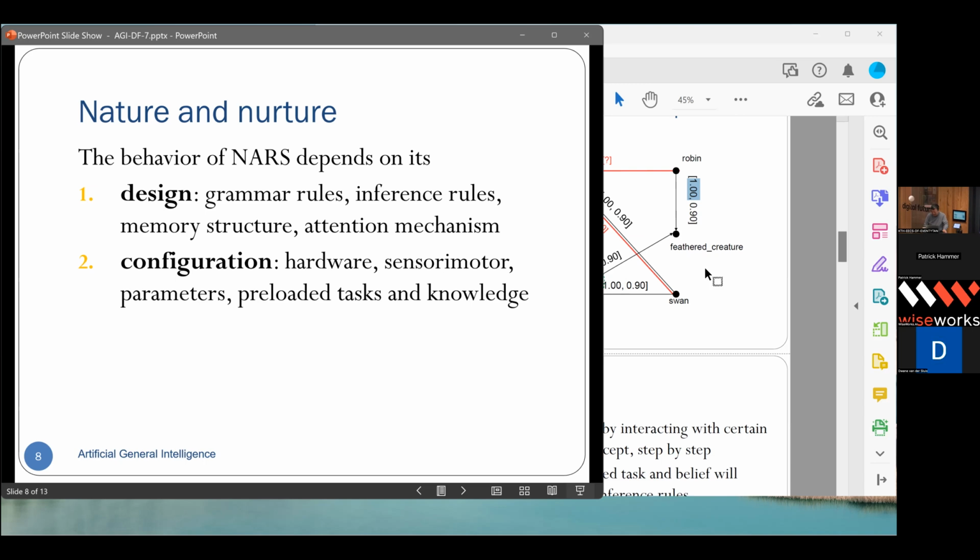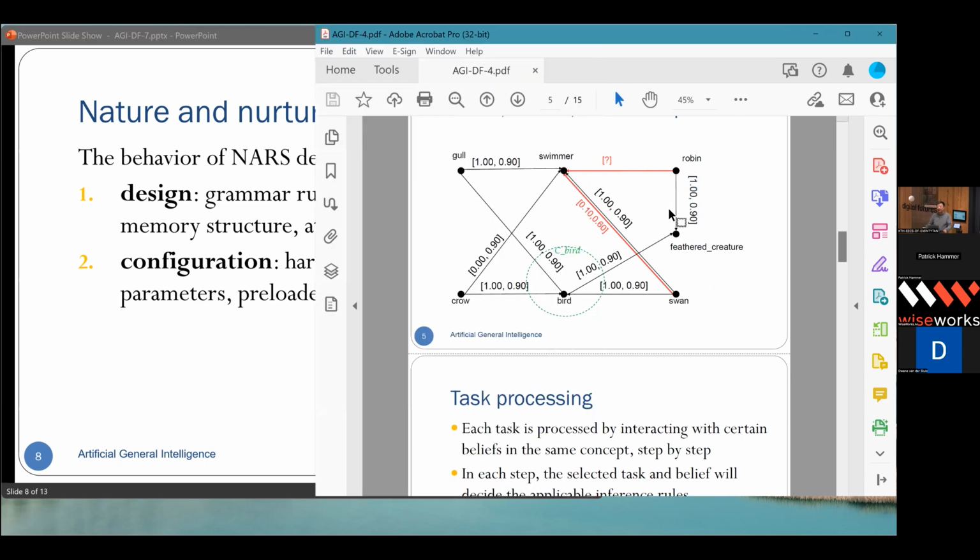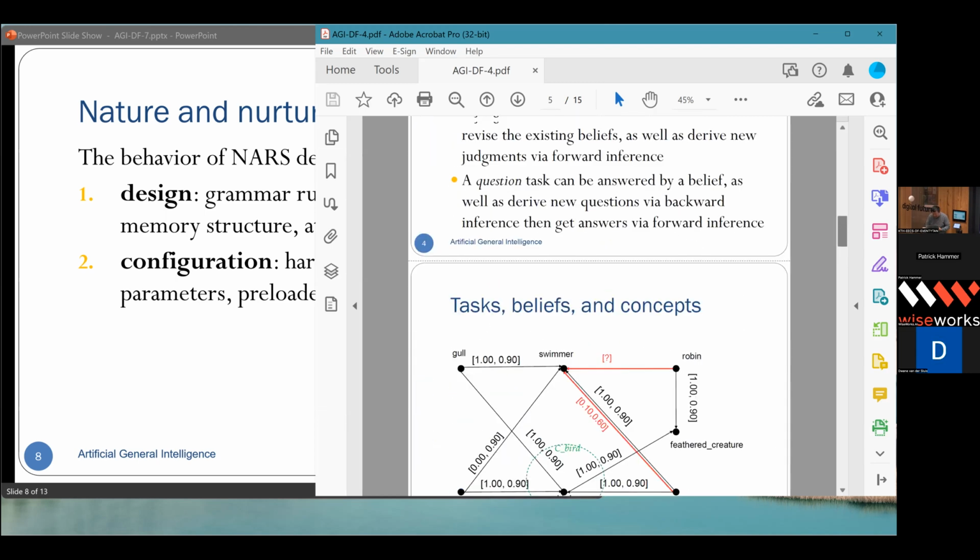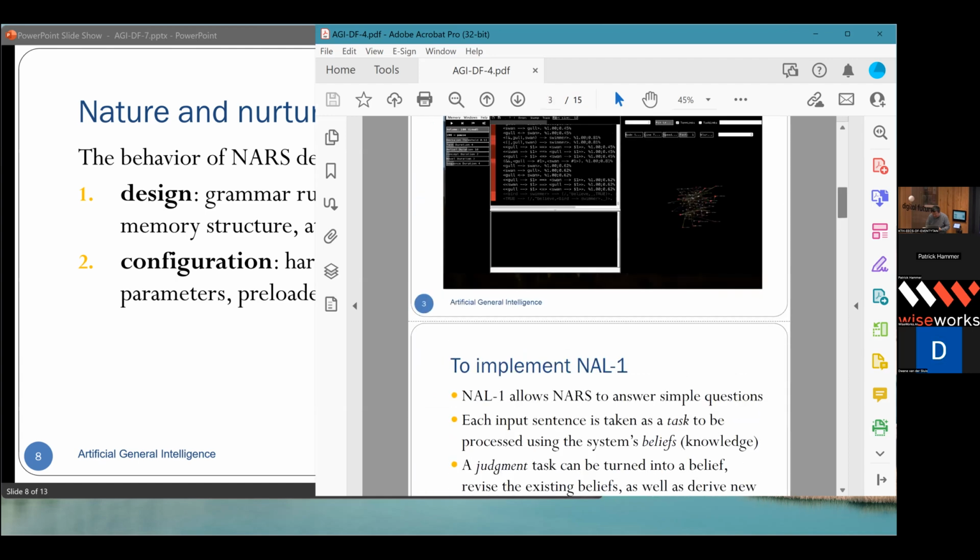Just like this type of network, initially, there is nothing. So the first input sentence will build two nodes with a link in between. The second one will add more and more and more, and the reasoning process will also change that. You can see, if you see this kind of picture, you will see how this network roughly grows over time.